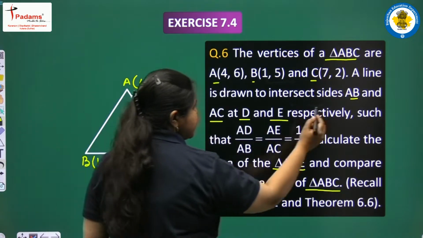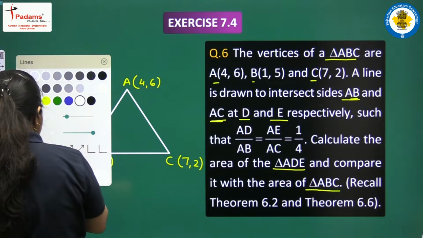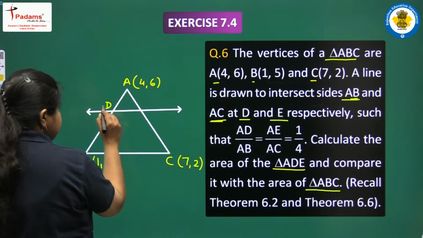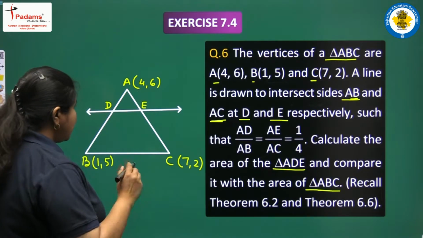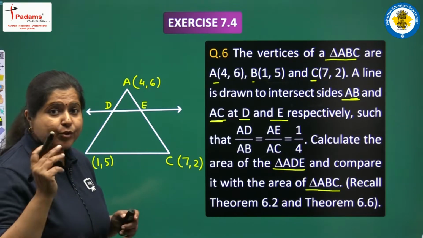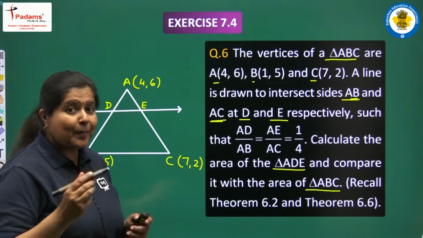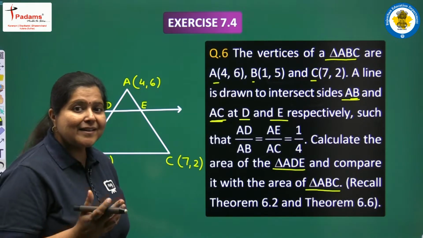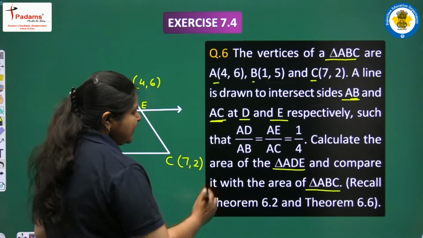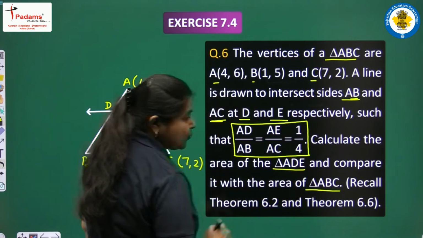Now one line is intersecting the sides AB and AC at points D and E in such a manner. This is point D and this is point E. Now this point D is actually dividing the line segment AB in two parts, and also this point E is dividing the line segment AC in two parts, or say two sections. So here the section formula is hidden, we will be using it. Now what ratio has been given? It has been given that AD upon AB is equal to AE upon AC equal to 1 by 4.